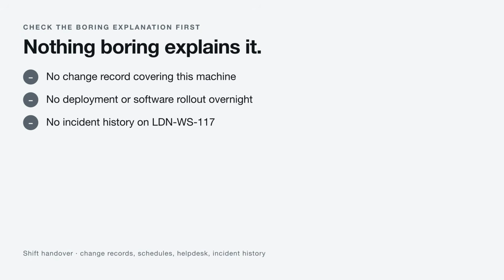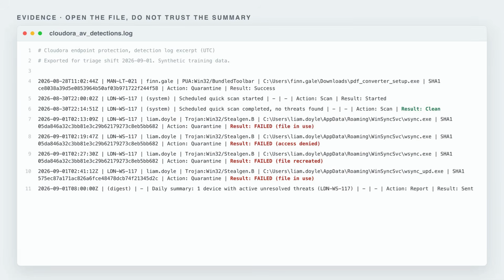Context first, 30 seconds, check the handover: no change record, no deployment, nothing that puts new software on that machine overnight. So nothing boring explains this one. Into the evidence. Now read the antivirus log like a story, top to bottom, because the order is the evidence.